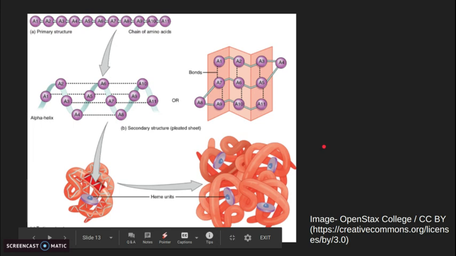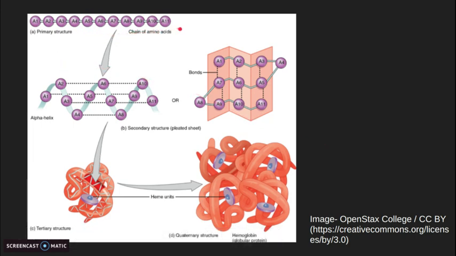So I have an image of what I mean here. This is a primary structure. As you can see, it's just many amino acids, these little purple balls connected together by peptide bonds right here. This is the alpha helix, and this is the beta pleated sheet for the secondary structure. So hydrogen bonds exist between these amino acids, and these amino acids, to pull them together.